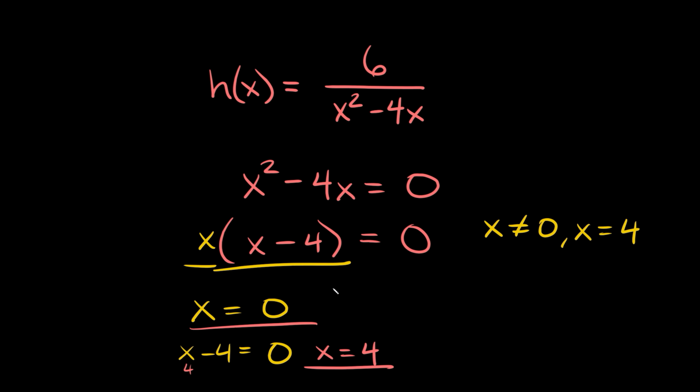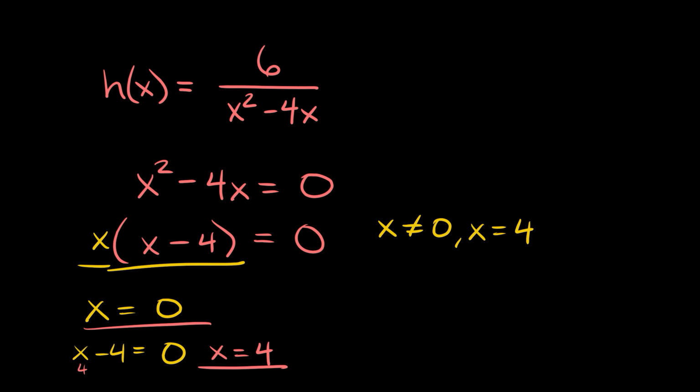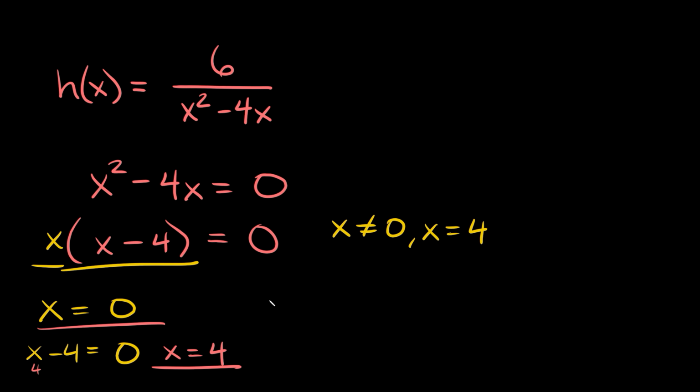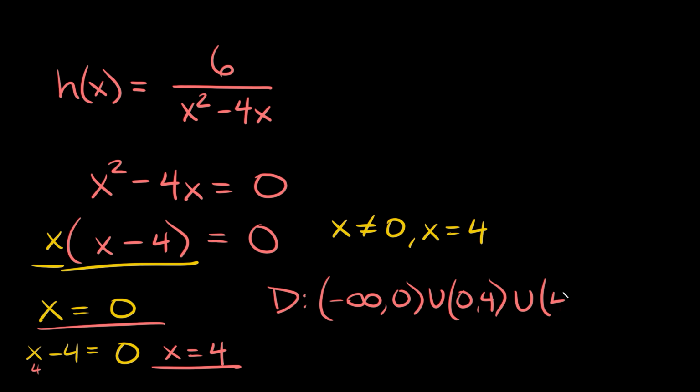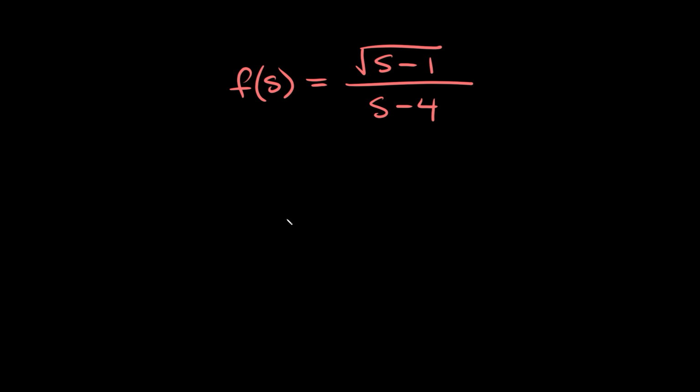So if we wanted to write the domain, let's scoochy over a little bit over here. We're going to say that the domain is going to, we can plug in any number for x, right? Just not 0 or positive 4. So we're going to say the domain goes from negative infinity to 0, and then we're going to say union from 0 to 4, and then union from 4 to infinity, right? 4 to infinity. Boom.